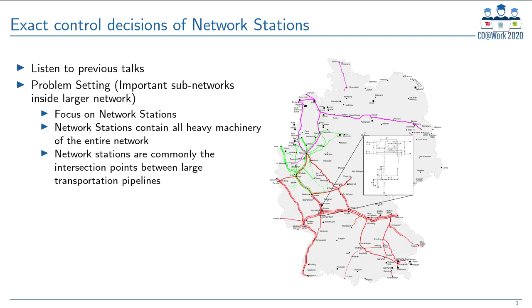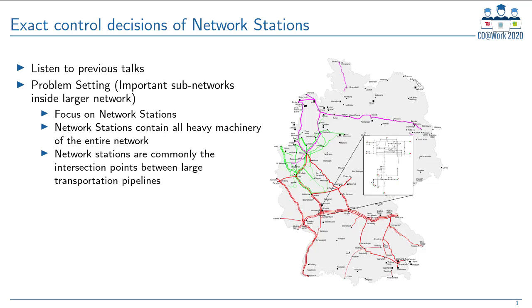So onto the problem setting for learning exact control decisions in a gas network. We focus on network stations. Network stations are commonly located at the intersection of large pipelines, and they contain all heavy machinery in the entire network. They also contain the majority of controllable elements, so things which the operator can actually control. There are some natural exceptions to this. For instance, there could be an emergency valve in the middle of large pipelines, in case of an emergency obviously, and these lie outside the scope of our problem.